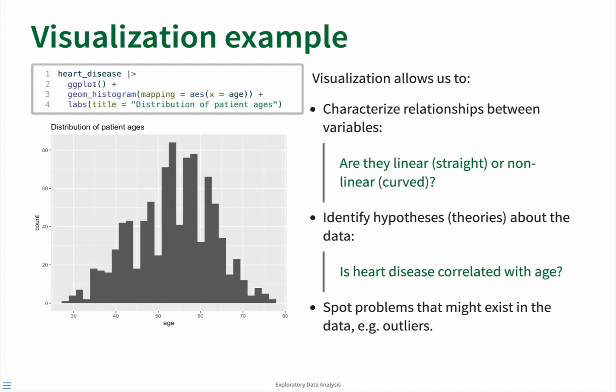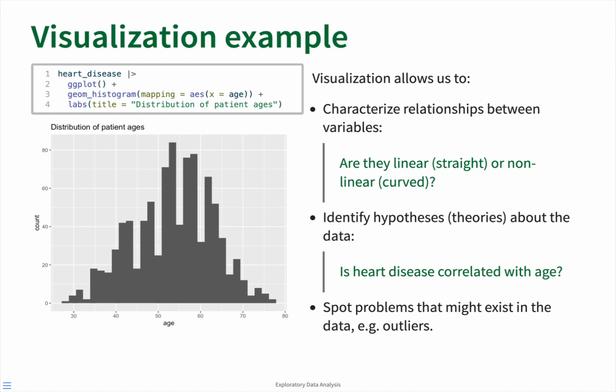The other thing we can do is visualize the data. So here again, we have the age column, but now we have turned all that data into a histogram. And visualization allows us to do a few things. We can characterize relationships between variables. So if we were to look at the covariation between two variables, we could try to see, is there a linear relationship or a curved relationship?